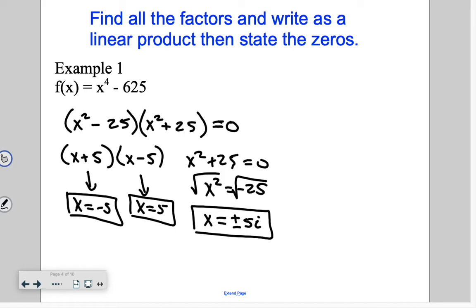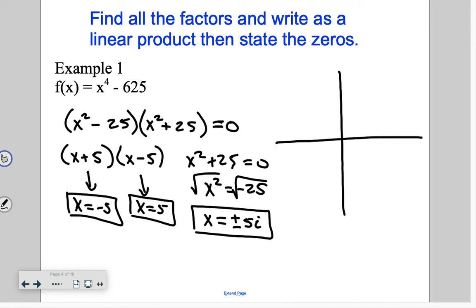So in this case, we knew we had 4 zeros to begin with. That's the fundamental theorem of algebra. There's your 4 zeros. 2 of them are real. 2 of them are imaginary. Now let's put this together. I didn't ask you to, but let's put it together anyway so you can understand where this is going.